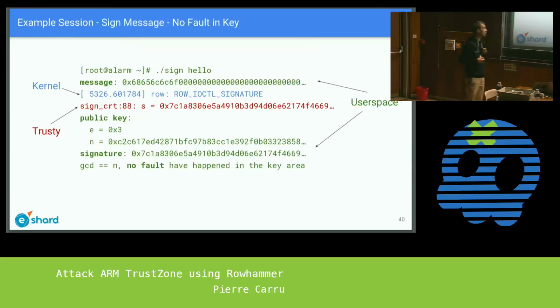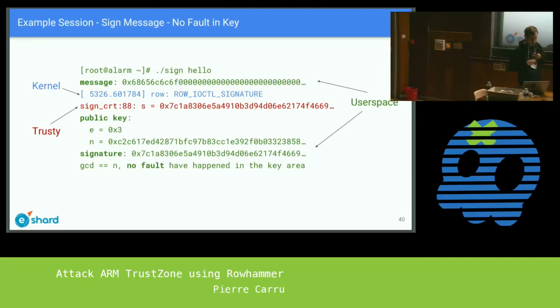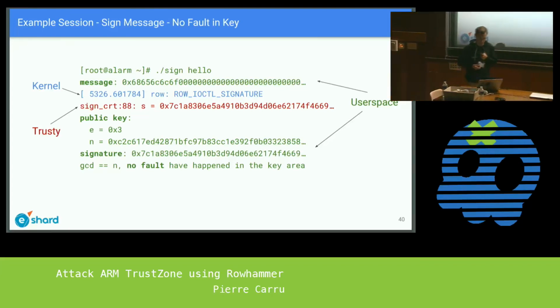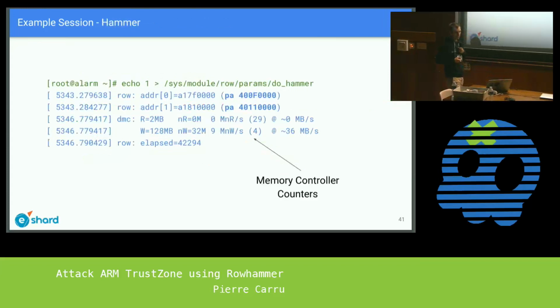So this is how it happens. We have this user space tool which has a message and sends it to the trusted side. The trusted side generates a signature, and then the user space tool tries to compute the GCD that we just saw. If it's equal to n, then no faults have happened in the correct place, and we cannot retrieve the key. If we do our Rowhammer attack, so that's our way to communicate with the kernel module.